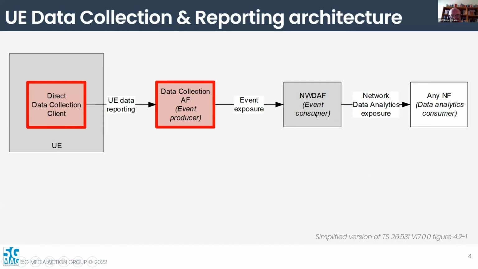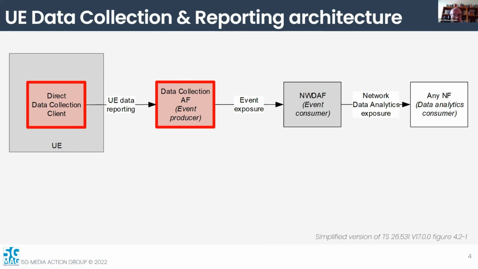So you've still got this NWDAF consuming events and exposing analytics to a downstream network function. But what we did is we defined this thing called a data collection AF, and that acts as an event producer for the NWDAF, and it exposes events to the NWDAF. And then in order to populate that, we defined this thing called a direct data collection client, which sits in the UE and reports data to the data collection AF. So that's all great.